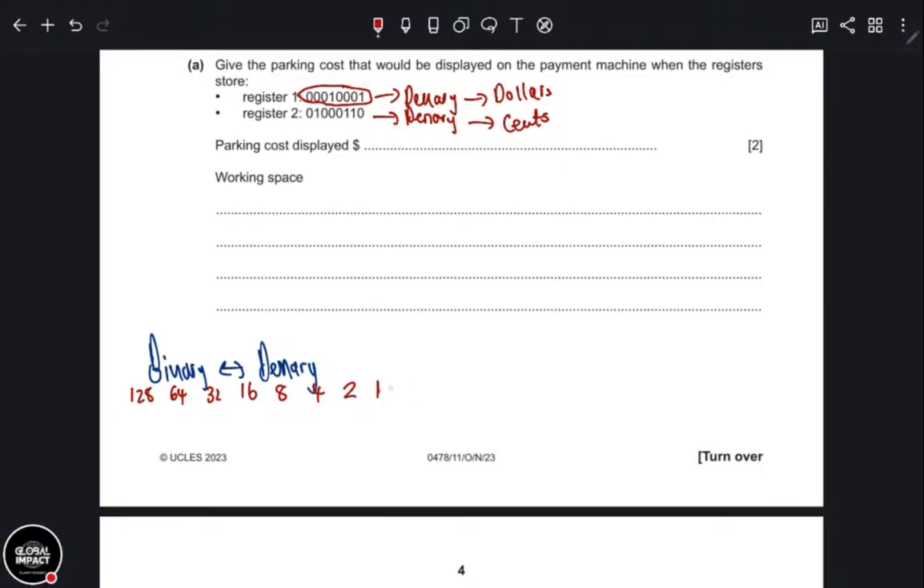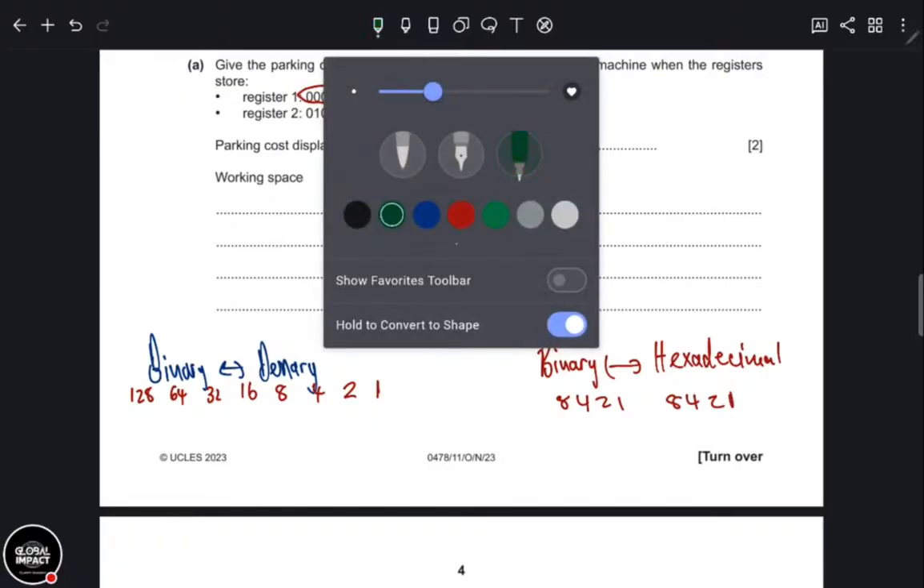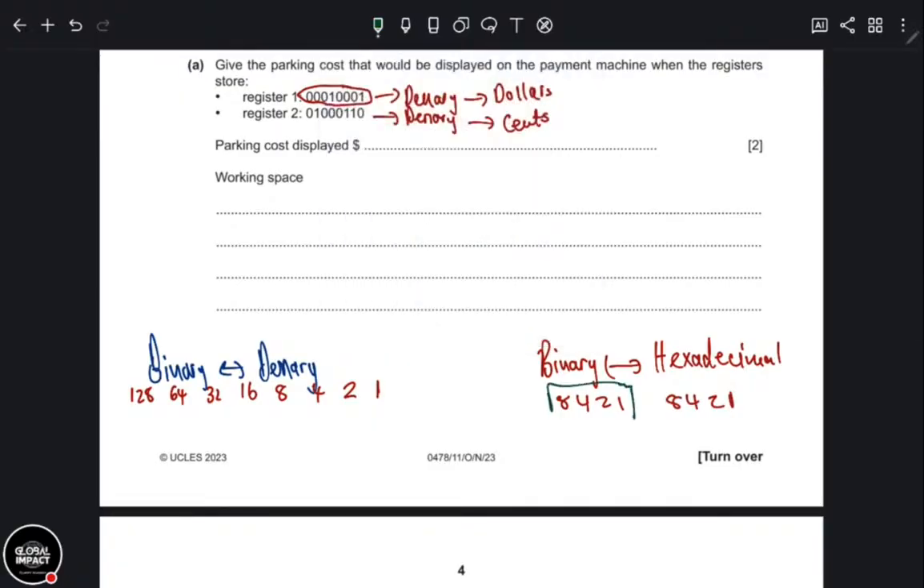You're going to use this all the time. If you're moving from binary to denary or denary to binary, you're going to use this. Then when you're doing binary to hexadecimal or hexadecimal to binary, for both of them you are going to use this number line, 8421, then 8421. That's all you've got to know. If you know this, you can do any conversion.